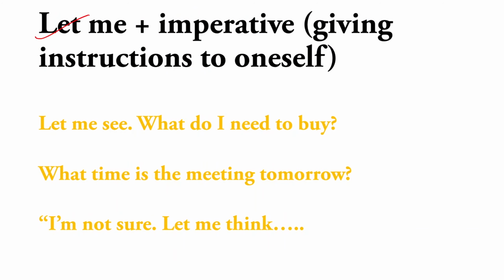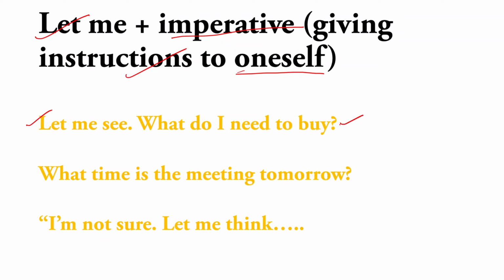Now, let plus me plus imperative is used for giving instructions to oneself. This is used for giving instruction to oneself. Look at this: "Let me see. What do I need to buy?"